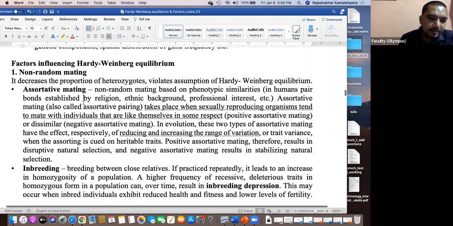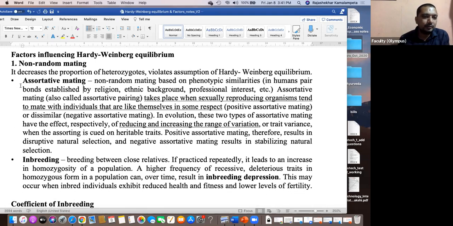There are different types of them. We are going to talk about two of them. There are two types of non-random mating. So how does the selection work? One is called assortative mating. Selective mating basically. Assorting means separating or selecting. So non-random mating based on phenotypic similarities, external similarities, appearance, looks. When that happens, it is called assortative mating.